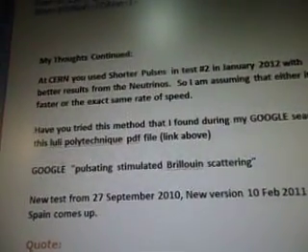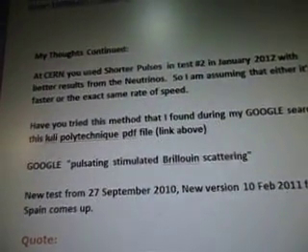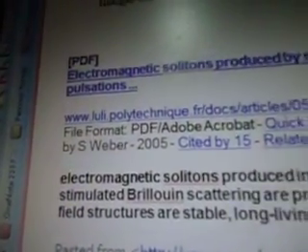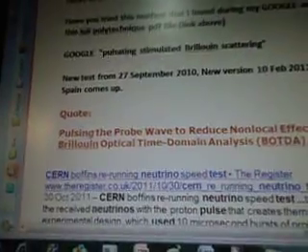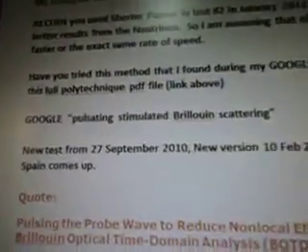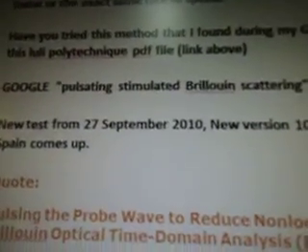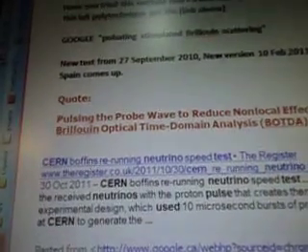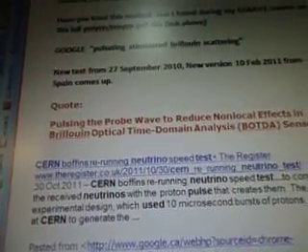Have you tried this method that I found during my Google search on this Luli Polytech PDF file, link above? Google pulsating stimulated Brillouin scattering. That's it there. www.luli.polytechnique.fr, and then there's documents. Okay, so we're going to Google pulsating stimulated Brillouin scattering. There's a new test from September the 27th, 2010 that came up. New version was February 10th, 2011 from Spain comes up. Quote, pulsing the probe wave to reduce non-local effects in Brillouin optical time domain analysis BOTDA sensors. And then this was the link that came up.